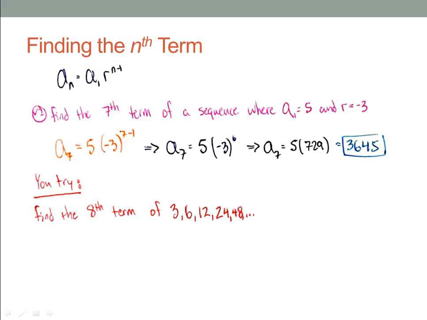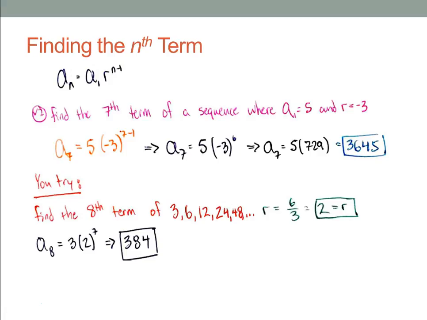All right, so why don't you try? Let's find the 8th term of this sequence. Okay, so the first term is 3, and I need to find the common ratio. 6 divided by 3 is 2, 12 divided by 6 is 2, 24 divided by 12 is 2, 48 divided by 24 is 2. Okay, so the ratio is definitely 2. All right, so go ahead and pause the video and see if you have the 8th term. And we're back. So if you've got this following work and the 8th term is 384, you're right on track.